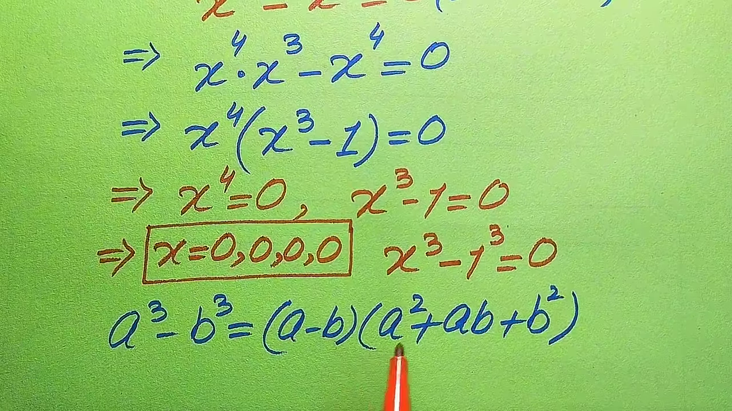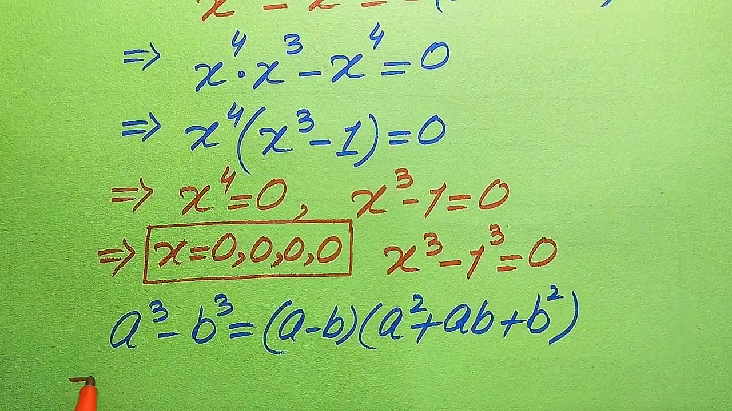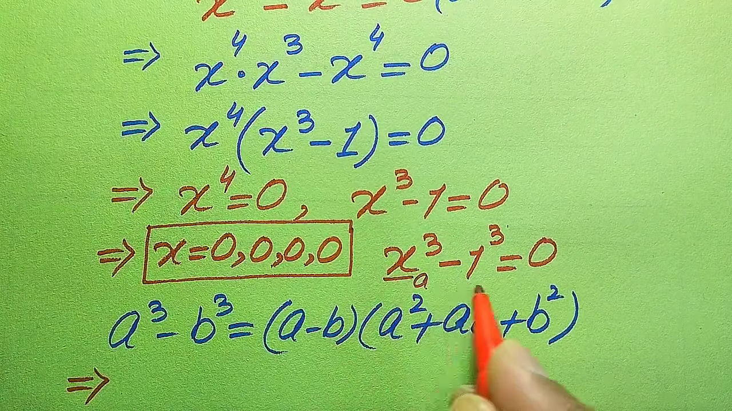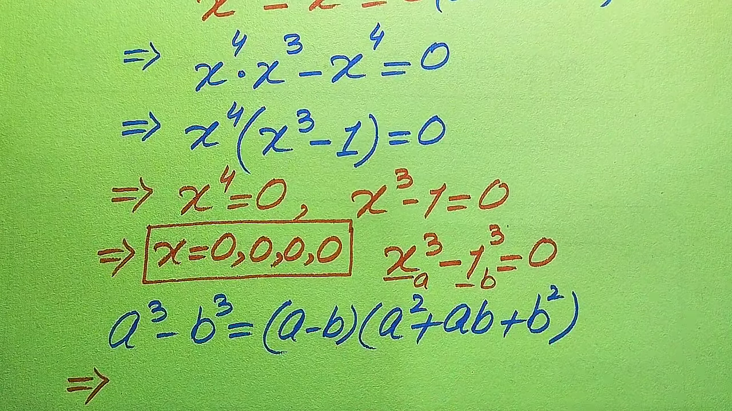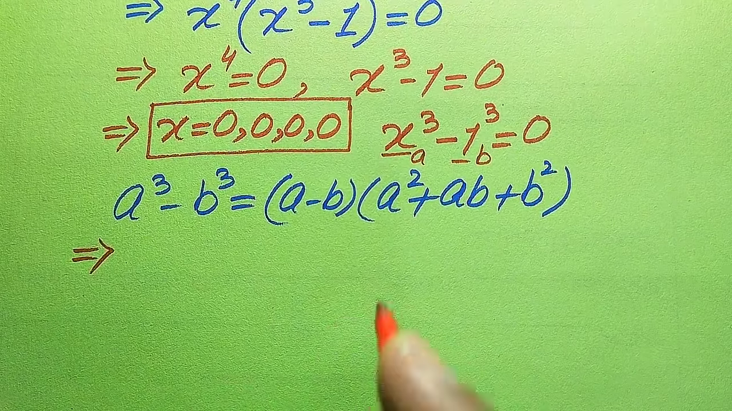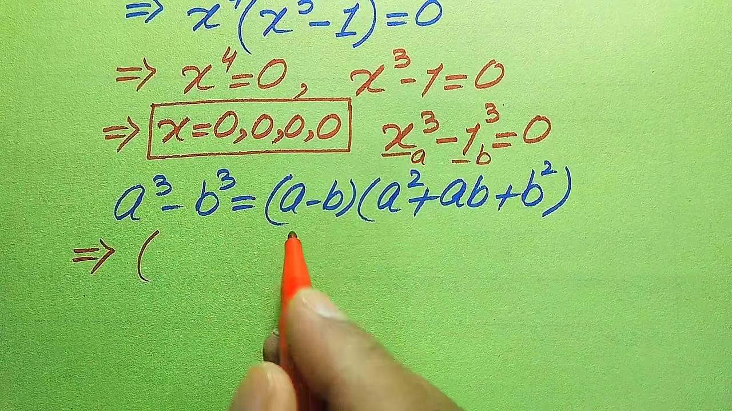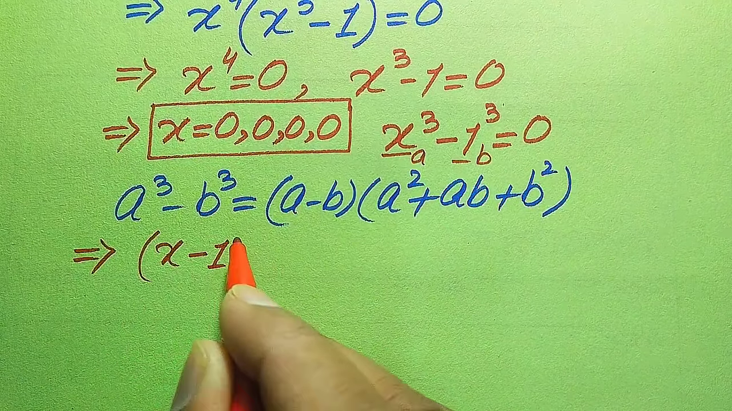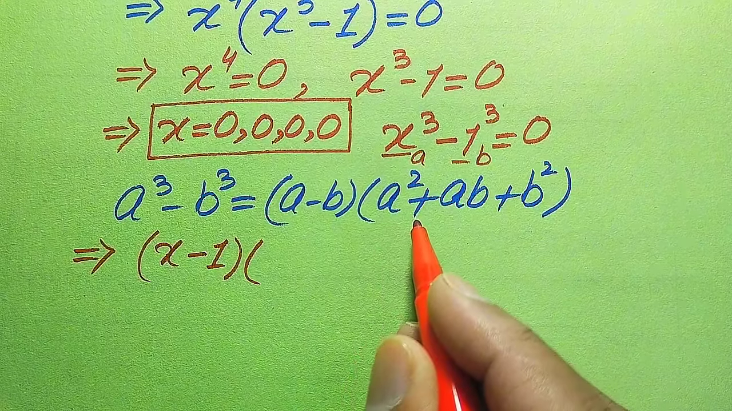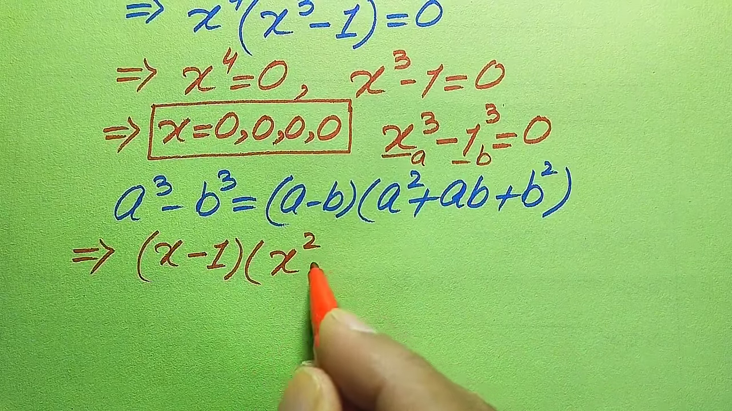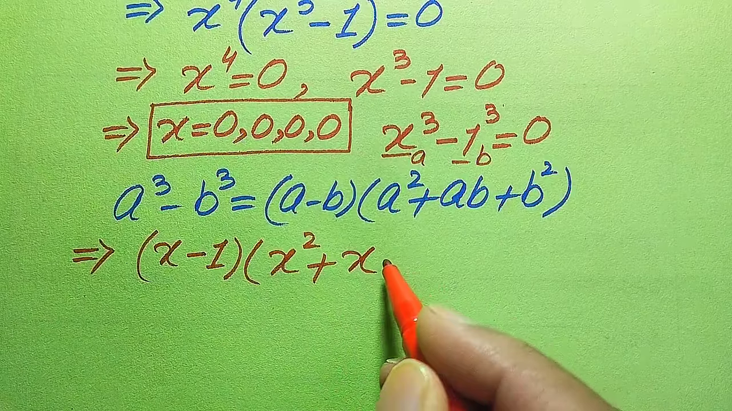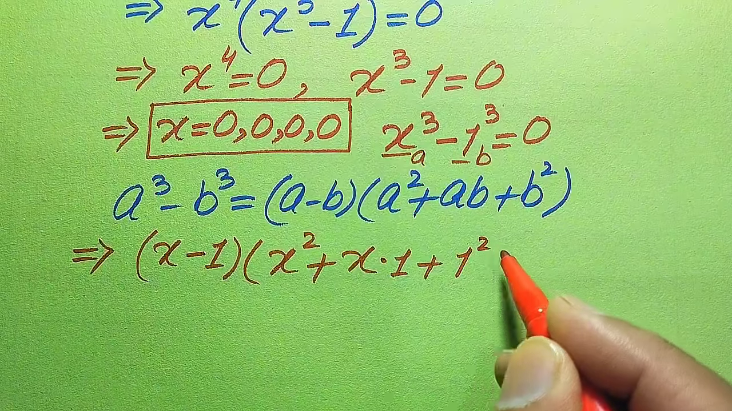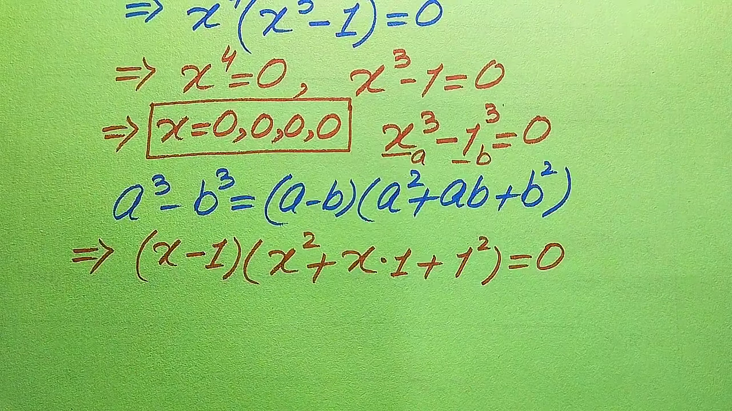So after applying this formula to this equation, it will be written as x cubed. Here the base of this term is our a and the base of this term is our b. So we substitute both of these values of a and b here, and it will be written as: first you have a minus b, the value of a is x minus the value of b is 1, into this is a square, the value of a is x, becomes x square, plus ab, the value of a is x and b is 1, plus this is b square, and b is 1 square, and this whole equation is equal to 0.